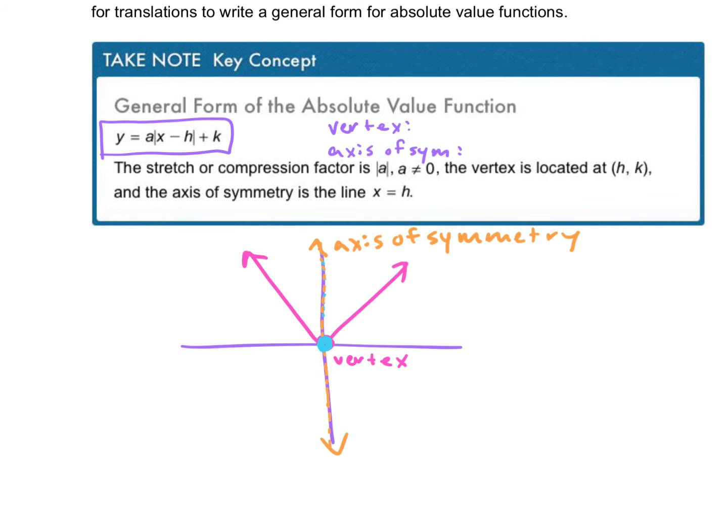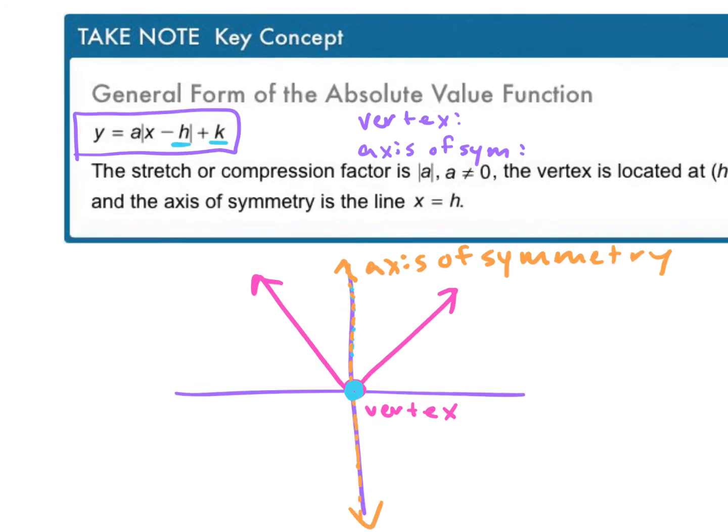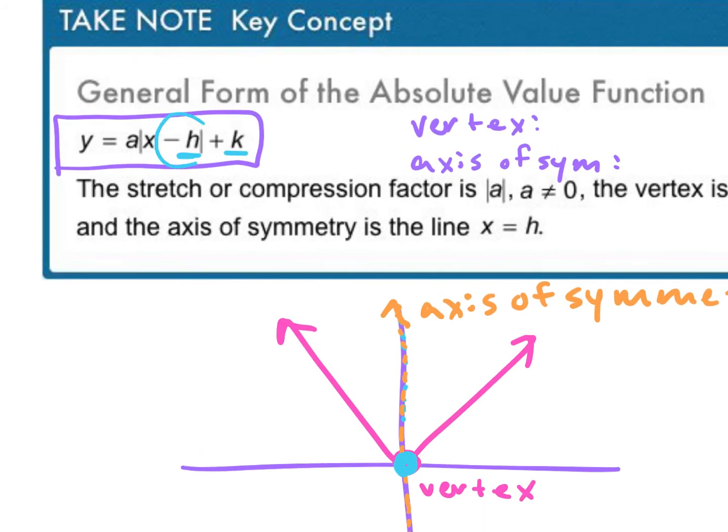So to find out what our vertex is, that comes from the h and k in our graph. So what we're adding on the inside is our h, and what we're adding on the outside is our k. So our vertex is just h, comma, k. And whenever we plug in our h into our vertex, we have to change the sign of h.